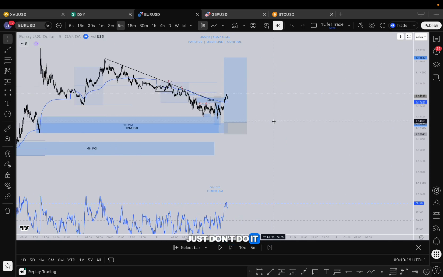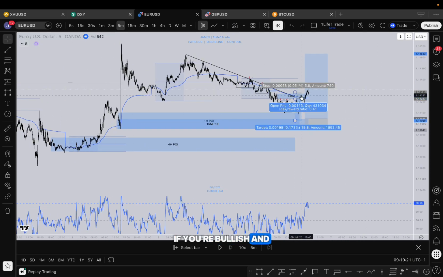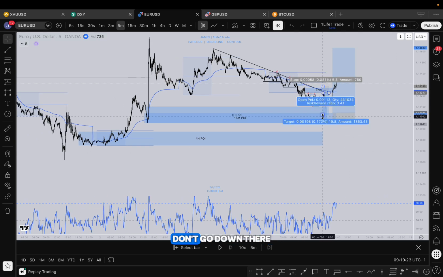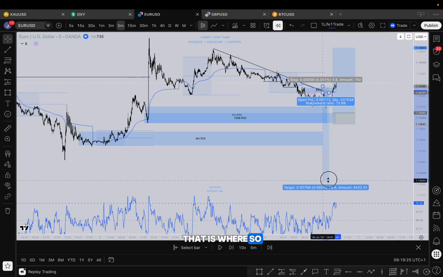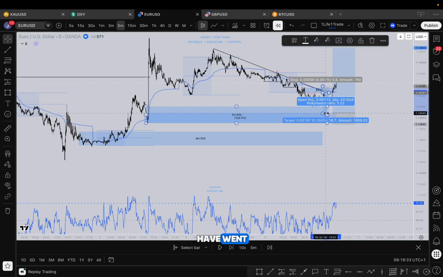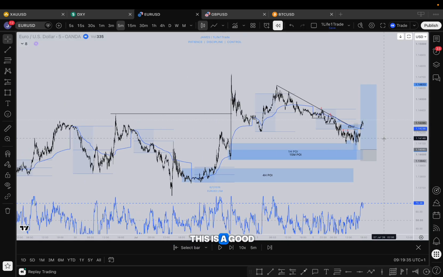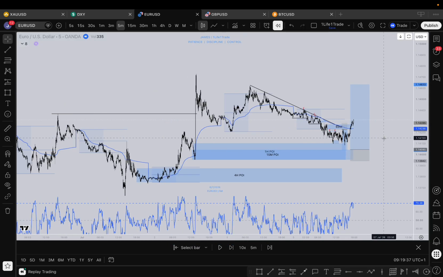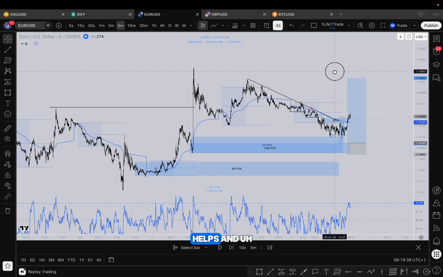But just don't do it if you're bullish and you're going against the trend. Don't go down here. That is where so many people get bit. Just take your trade. What did that work out for me? 2.5, not too bad. So if you go down to the bottom of here or go to the 15-minute, I would have been in a 3-hour trade. So it's a good trade. So yeah, hope that helps.